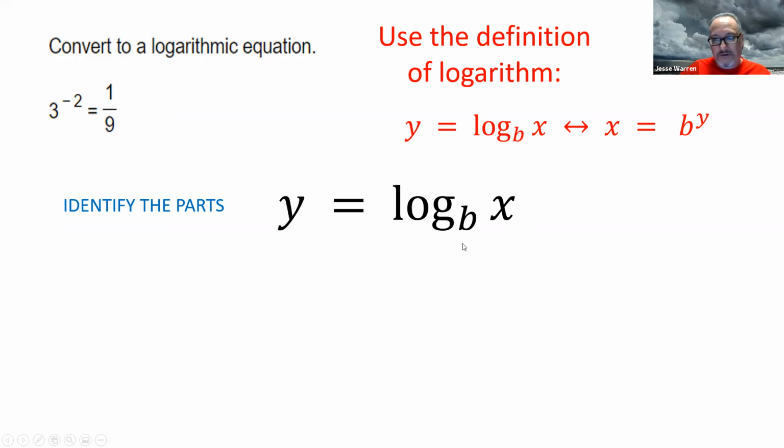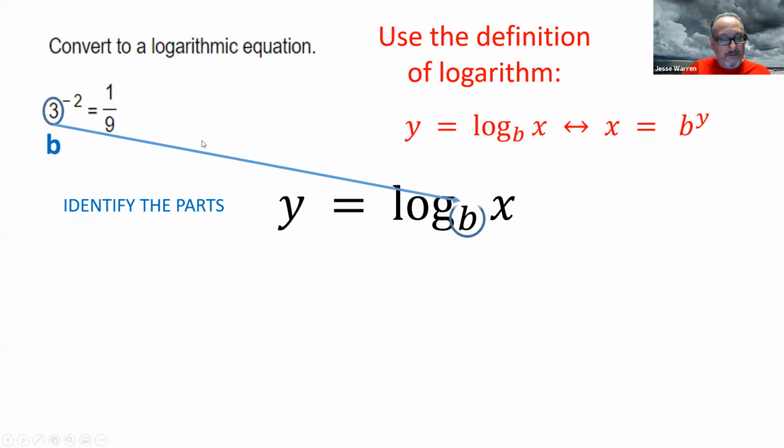One thing it's important to note is that an exponential expression and a logarithmic expression are inverses of each other. They are opposite operations. And so you can see on this x equals b to the y, what is the input right here becomes the output on the logarithm. And what is the output for the exponential then becomes the input for the logarithm. So because they're inverses, their input and their output, their x and their y, are going to switch roles when you do this conversion. So let's identify those parts.